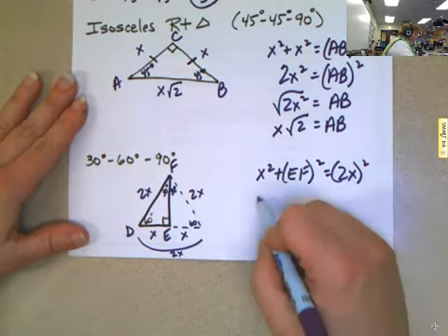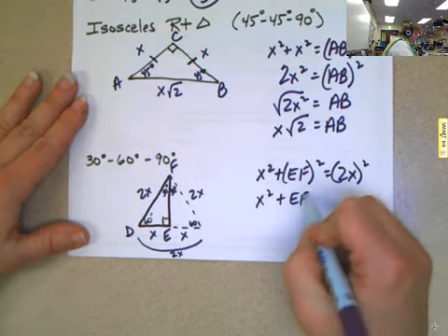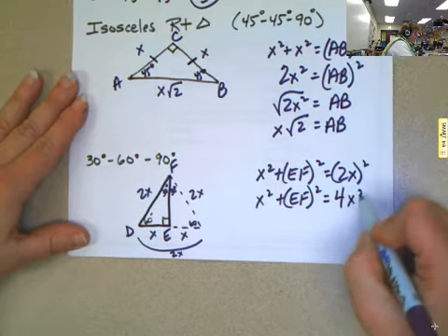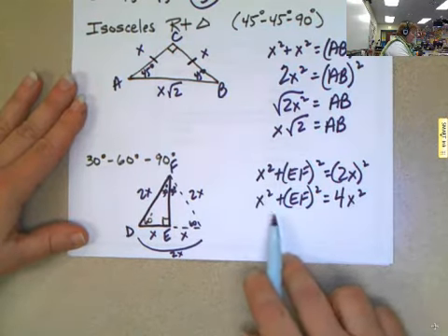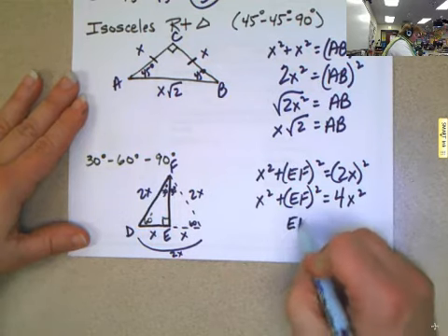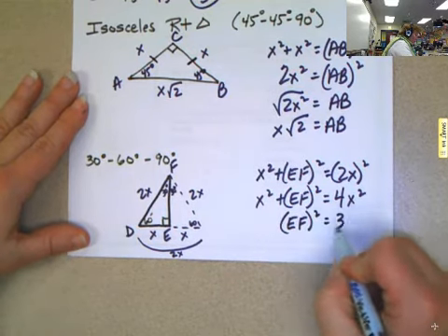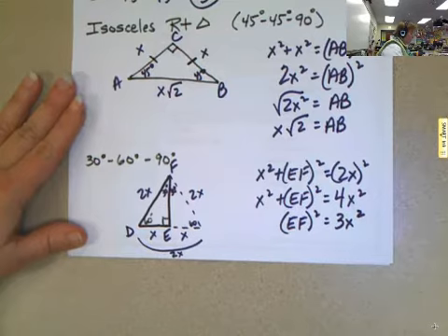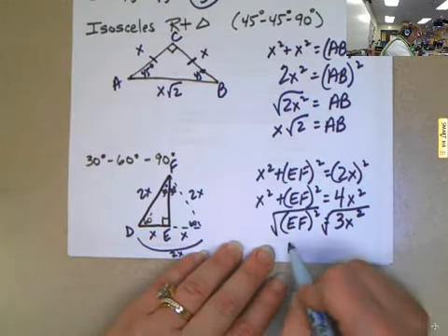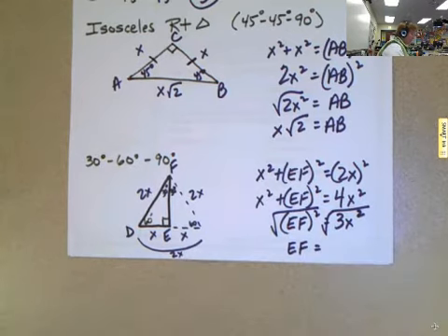So if I go ahead and simplify the right side, 2 squared is 4, x squared is x squared. Now I want to get this by itself, so I'm going to subtract 1x squared from both sides. When I subtract 1x squared from both sides, I get 3x squared. Now I want to take the square root of both sides, and when I do that, of course, I get the length, the measure that we want of segment EF.